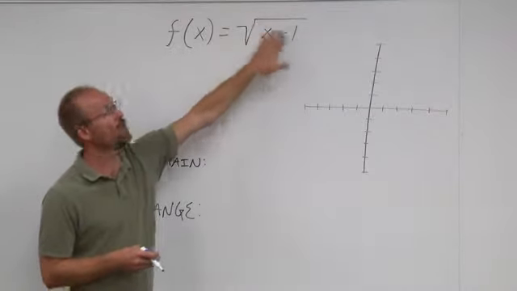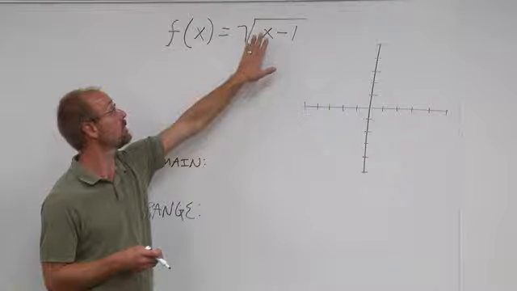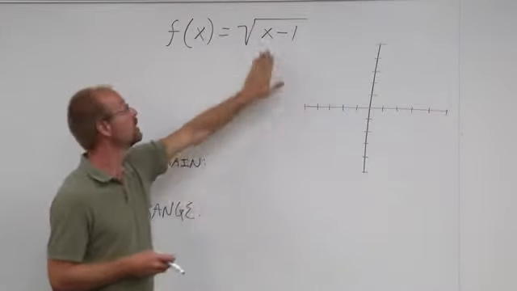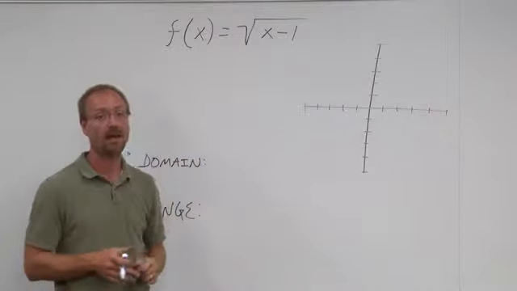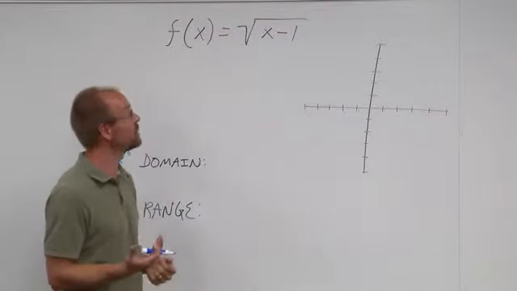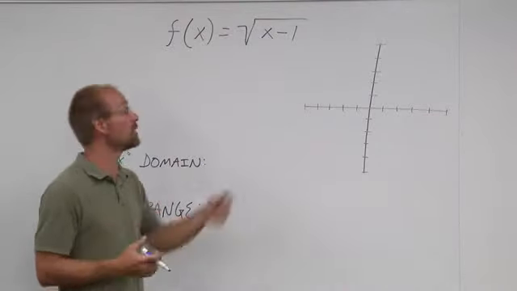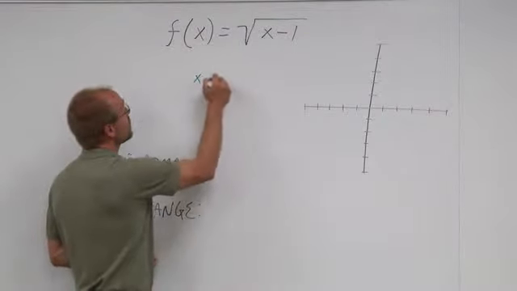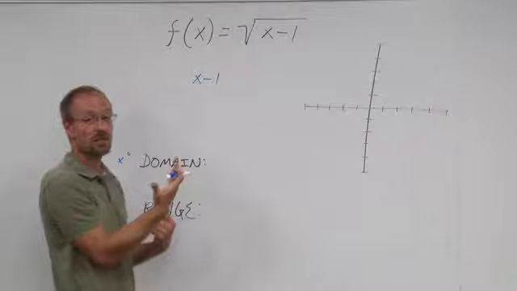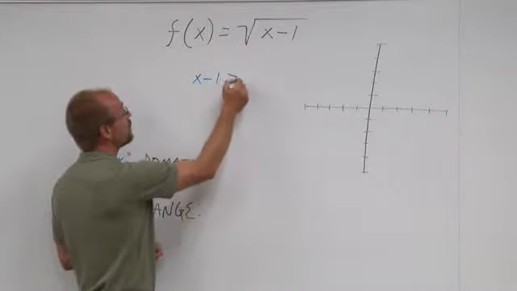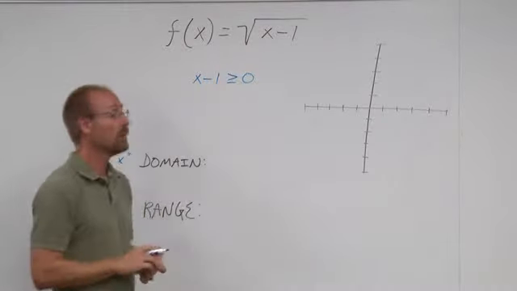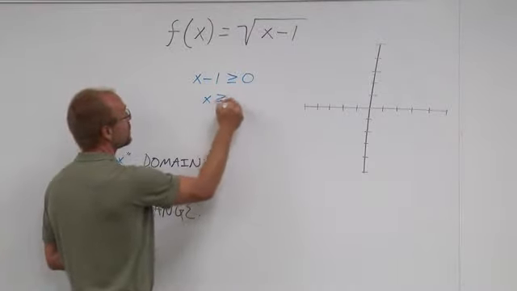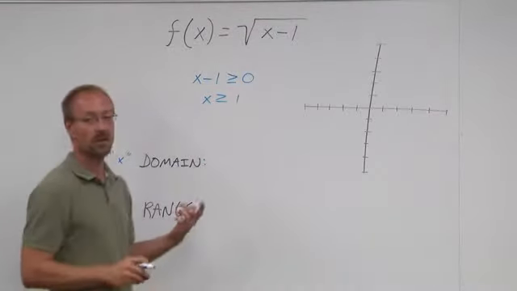What do we know about radicals? Square roots or even powered roots can never be negative. So whatever's in here has to be greater than or equal to 0. This is our tool to find domain when radicals are in functions. Whatever is under that radical, our radicand x minus 1, has to be greater than or equal to 0. If I solve this inequality, I add 1 to both sides, and I have x is greater than or equal to 1.